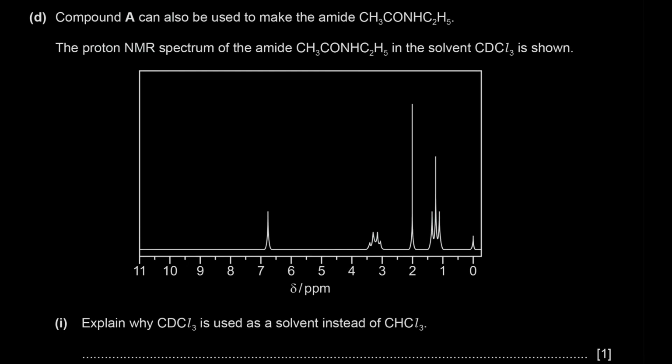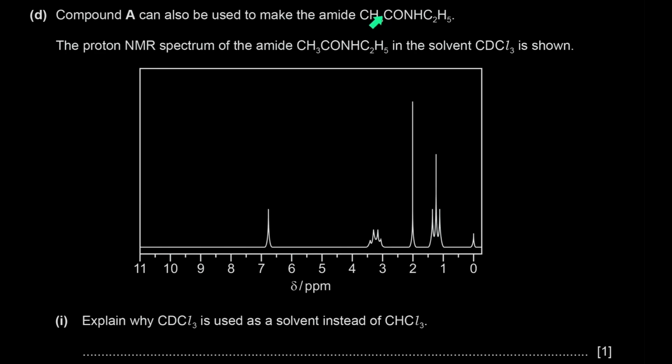Compound A can be used to make the amide CH3CONHC2H5. The proton NMR spectrum for this amide in the solvent CDCl3 is shown. Explain why CDCl3 is used as a solvent instead of CHCl3. CDCl3 here is hydrogen 2, whereas the H in CHCl3 represents hydrogen 1. If you remember, if there's an even number of nucleons, it doesn't show up in the NMR spectrum. An odd nucleon number, or odd mass number, will show up in the NMR spectrum.